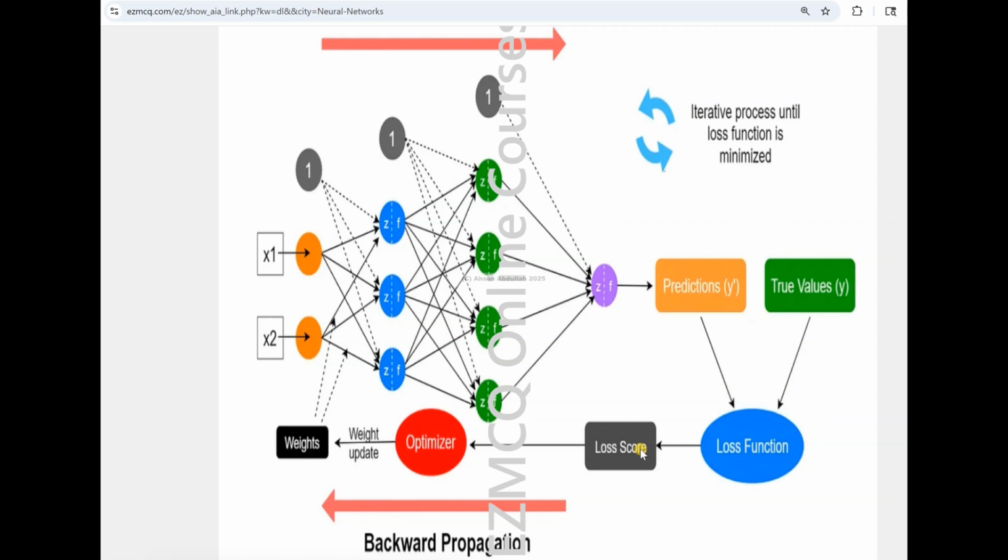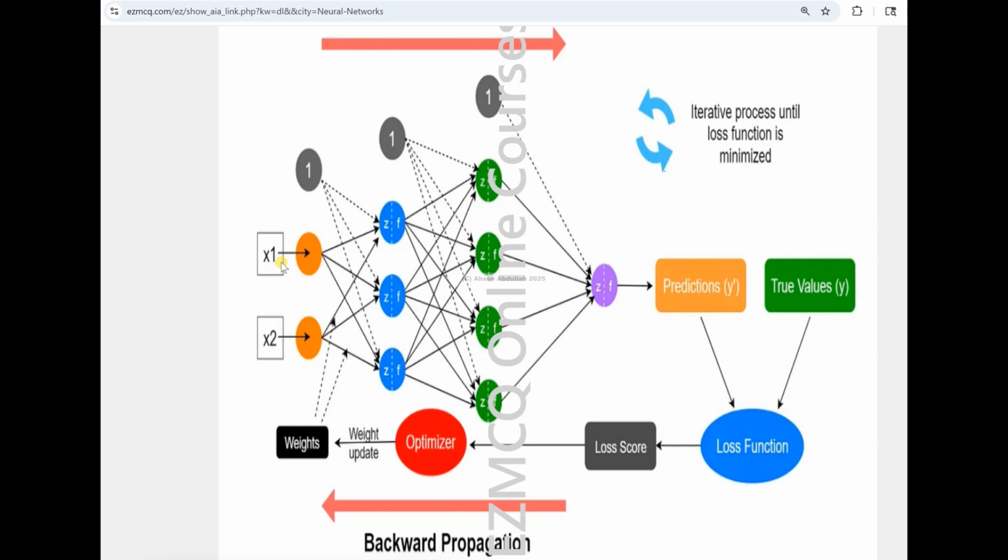Measuring the errors and updating the internal parameters, these are the weights, to improve the accuracy. Now this is an iterative process. You can see it keeps on going like this. The iterative process consists of multiple passes over this, which are called epochs.